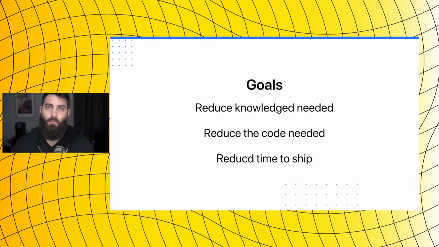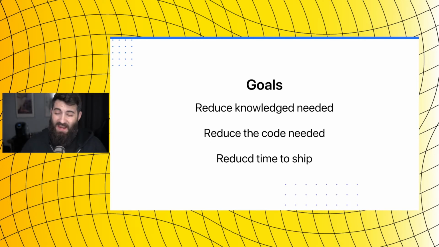Now, really, we want to achieve three things. We want to reduce the overall amount of knowledge that's needed. Basically, I don't want to go out and learn a whole bunch of native programming. I don't want to have to learn yet another platform. I want to be able to take my code, utilize some tools and some libraries, and basically be able to run it on whatever platform I want to target.